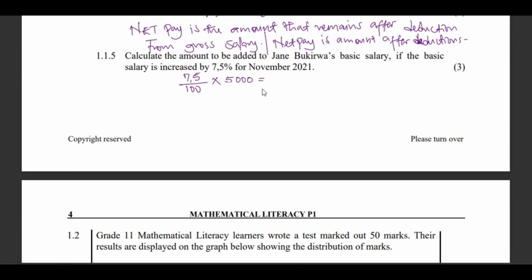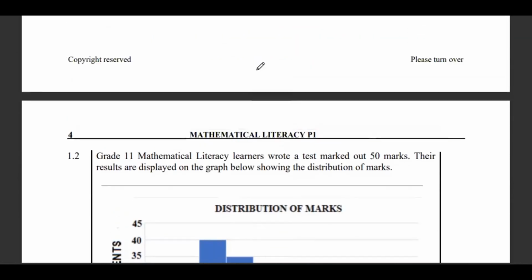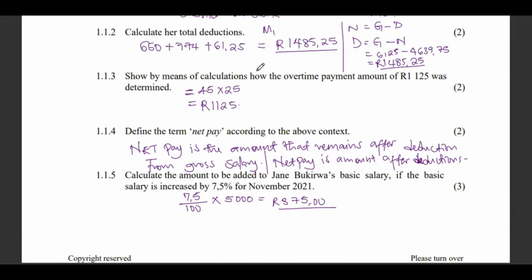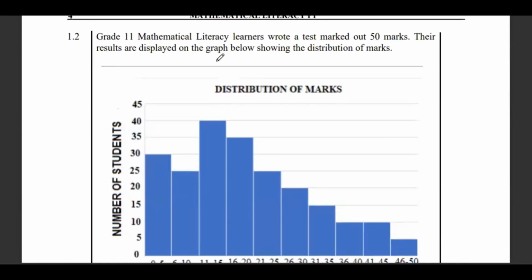So the money will increase by 375 rands. We look at question number 1.2 now. You see, that's what I told you. Paper 1 is a mixture of finance. You see, this is finance. Then paper 1.2, this is data handling. The moment you see the graph, data handling.